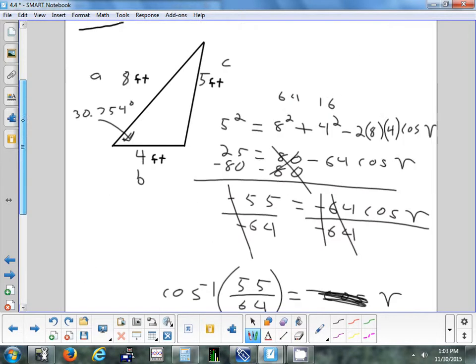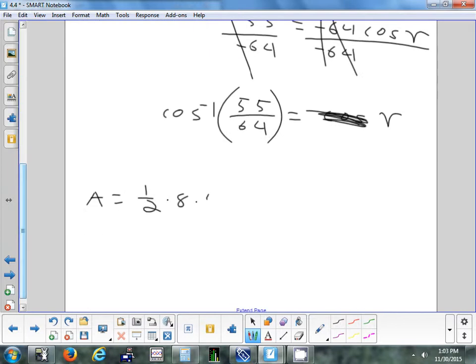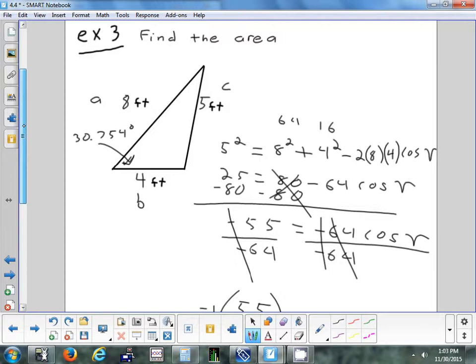Okay, so 1/2. Okay, what's going to come next? So it's going to be area is 1/2. What 2 sides do I want to use here? George? A and B. Yeah, I got to use A and B because that's the one I know the angle between. Okay, if I had found a different angle, I could have used different sides. Okay, but I got to use 8 times 4 times, what's the last part, George? Times the cosine of 30.754.